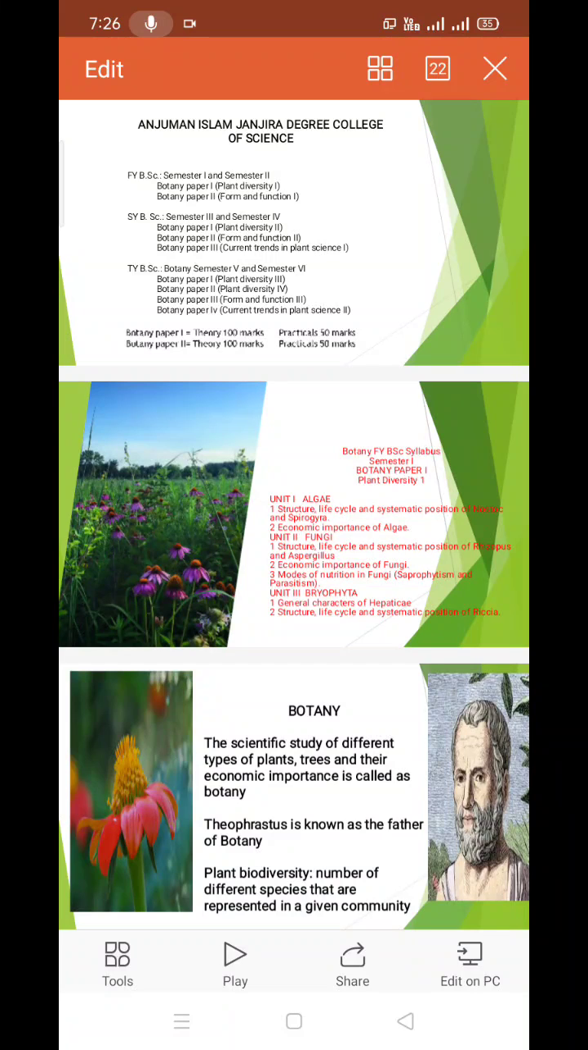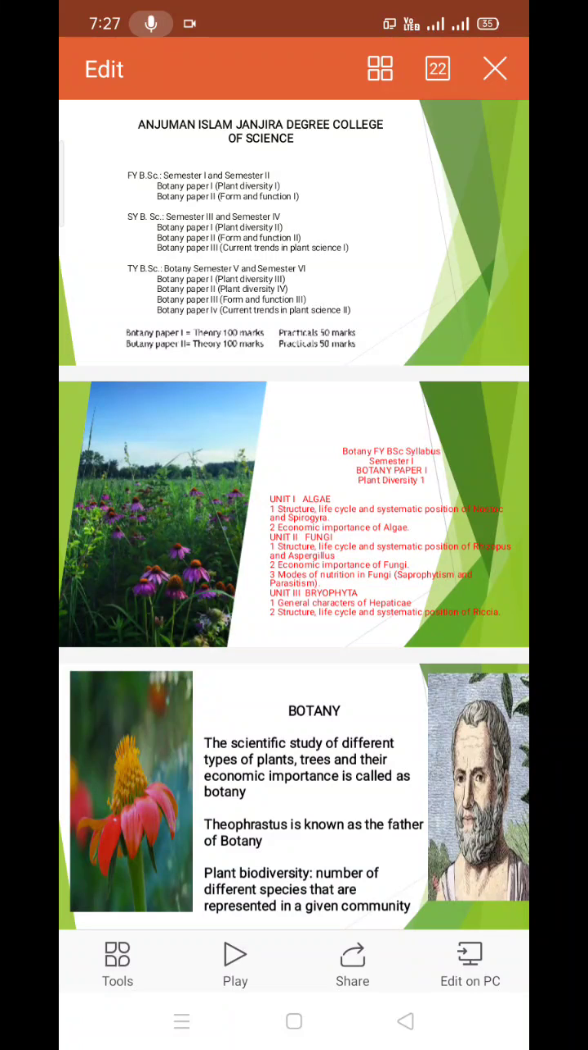So regarding the botany subject, in FY BSc you have two papers of botany. First paper is on plant diversity first, and paper second is on form and function first. Similarly, in semester second you have to cover 2 papers. Each paper has 100 marks with 15 marks for practicals. So in total your botany subject is of 300 marks: 2 papers of 100 marks and practicals of 15 marks.